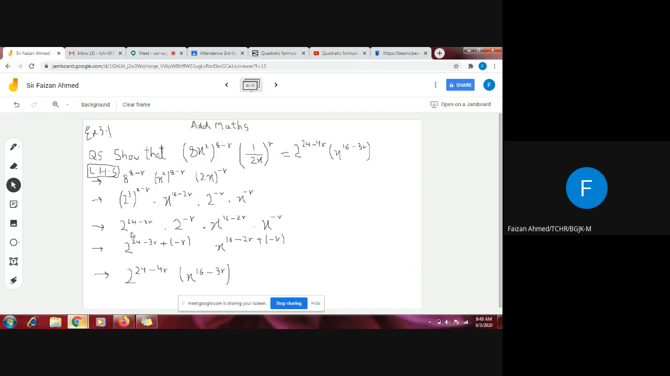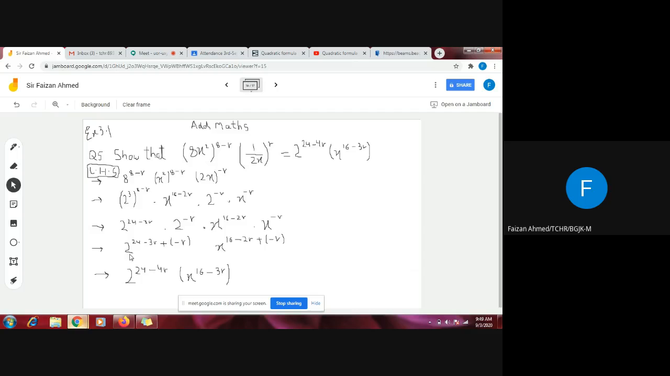I will write all the 2s on one side, so I have written 2 to the power 24 minus 3r, that is this, and 2 to the power minus r, then x to the power 16 minus 2r, and then x to the power minus r. Why have I done this? Because I can use the law again. There is a law of indices that when the bases are the same and they are being multiplied, I can add the powers. Make sure that you do not multiply the bases. You just write the base once and you just add the powers.